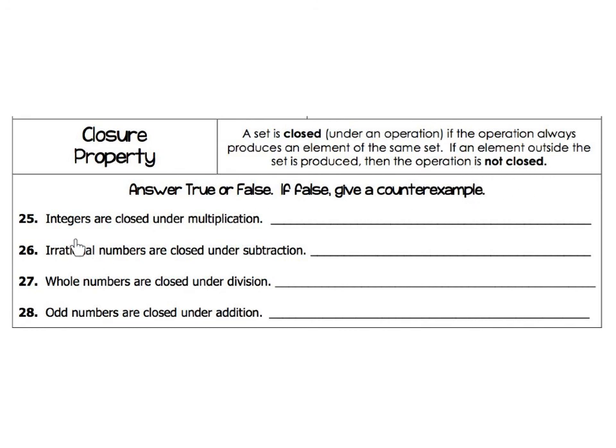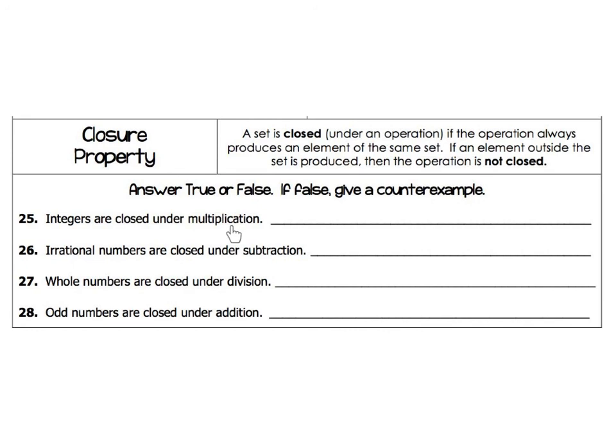So we've got 4 problems here. We're going to answer either it's a true statement or a false statement. If it's false, we're going to give a counterexample or give an example that proves it to be false. So number 25, integers are always closed under multiplication.